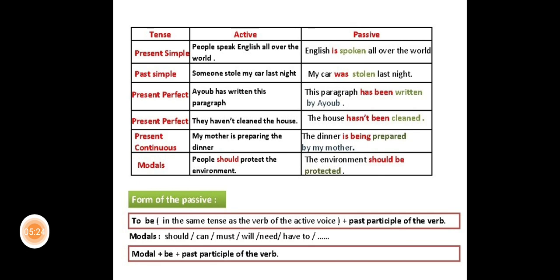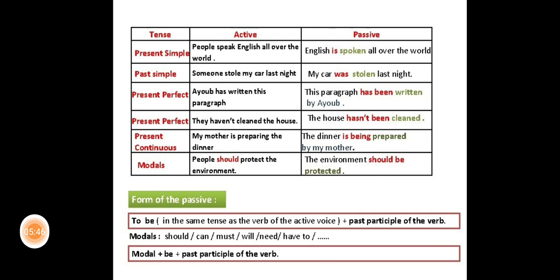Present perfect plural, like they haven't closed or they haven't cleaned the house. The house hasn't been cleaned. Look at what the object is. The object is the house here. And hasn't been is the passive form, and then a verb past participle, cleaned.